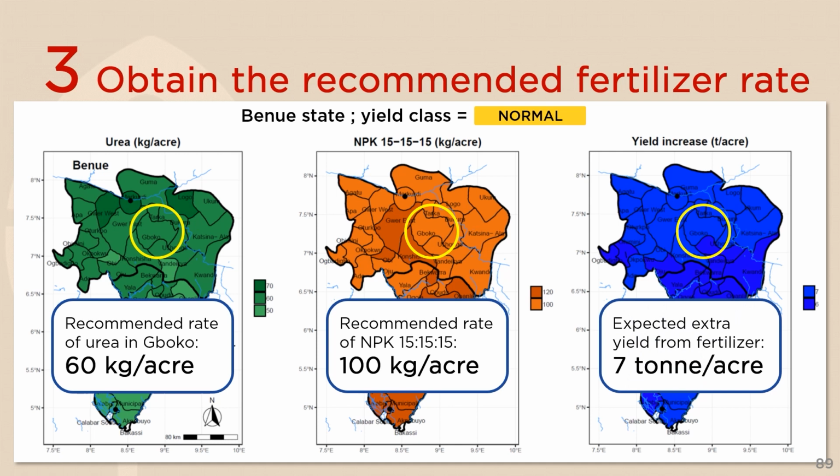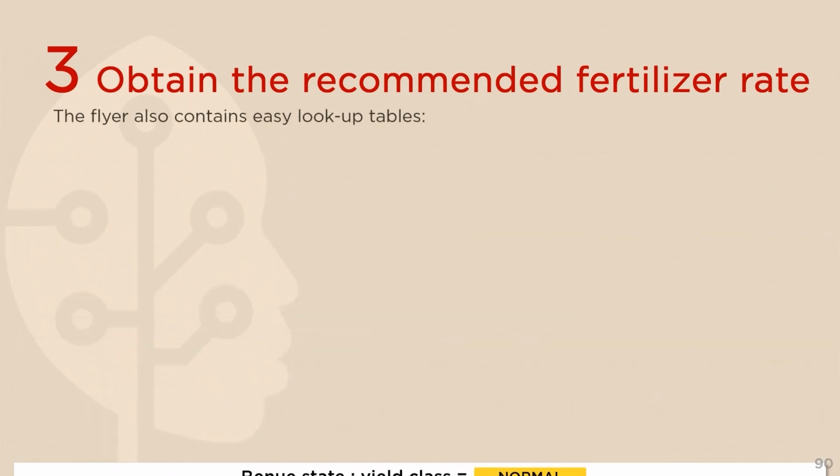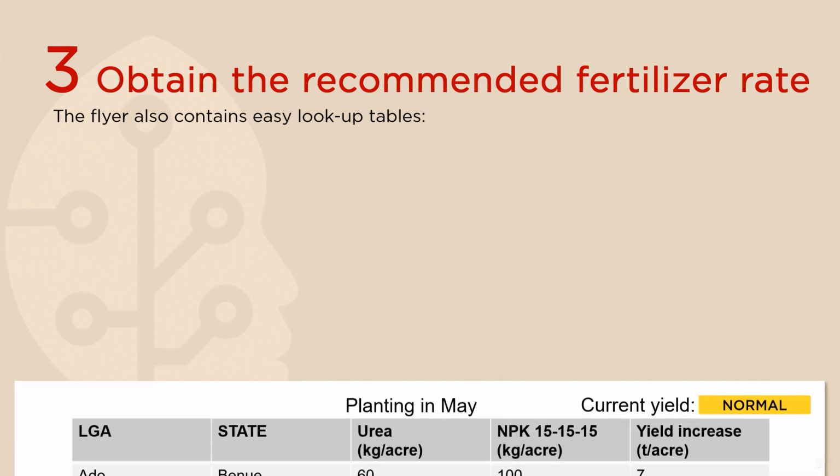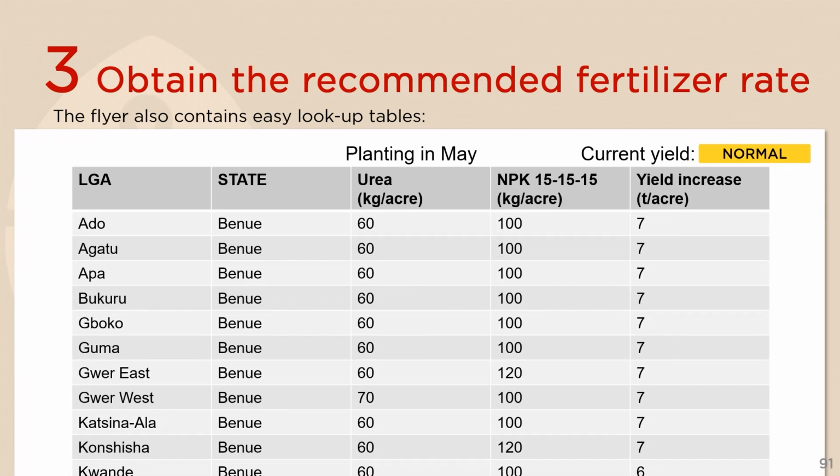If you apply 60 kg of urea and 100 kg of NPK per acre, you can expect your cassava yield to increase by 7 tons per acre. If you prefer, you can also obtain the same information from a lookup table. Make sure you use the correct table and mind the header.